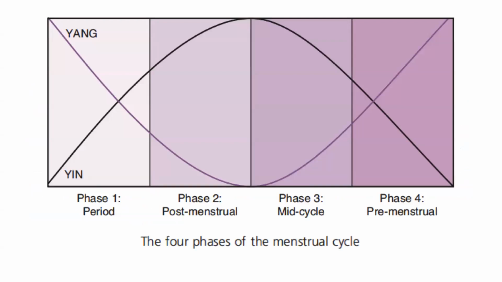Here is an illustration showing the 4 phases of the menstrual cycle, where as yang decreases in phases 1 and 2, yin increases, and as yang increases in phases 3 and 4, yin starts to decrease.